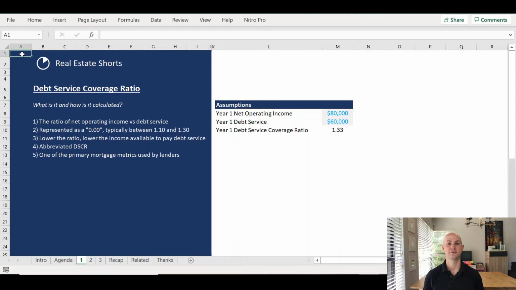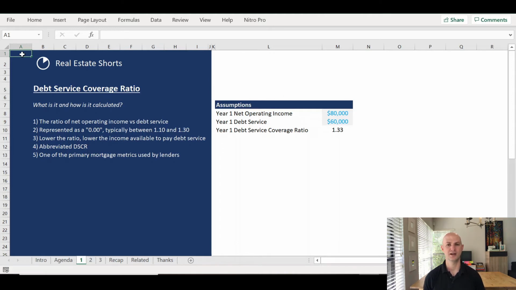Today we're going to cover the topic of the debt service coverage ratio. We're going to describe what it is, how it's calculated, how it's applied, and some important considerations to keep in mind as either lenders use it or borrowers use it to help make either lending or investment decisions. Let's get into it.